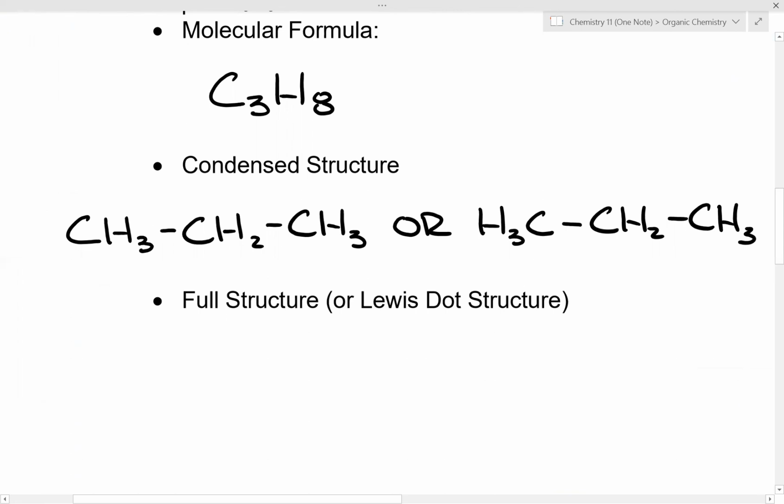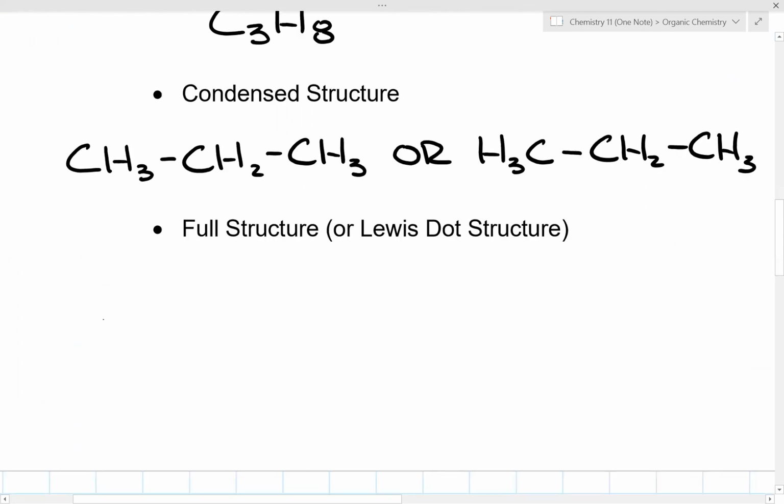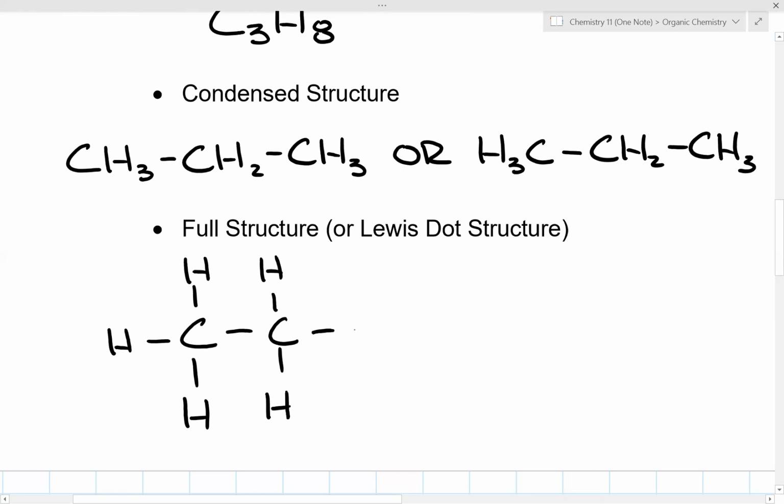And the last one is the full structure or Lewis dot structure. So this one would look something like this. It would be C, H, H, H, C, H, H, C, H, H, H.